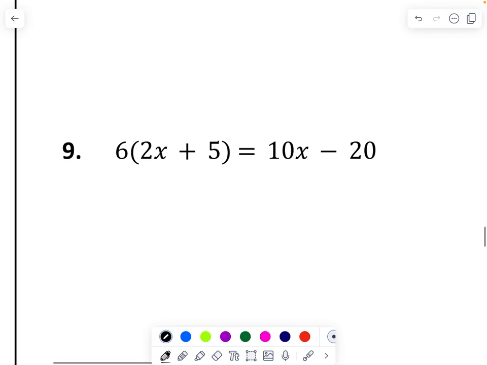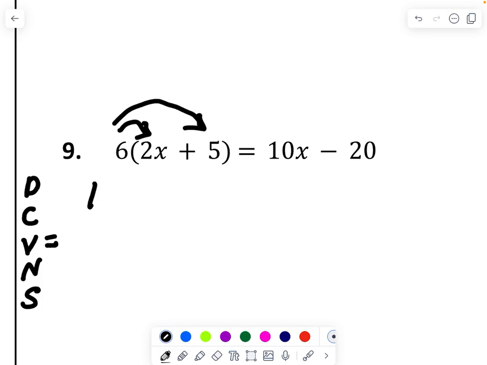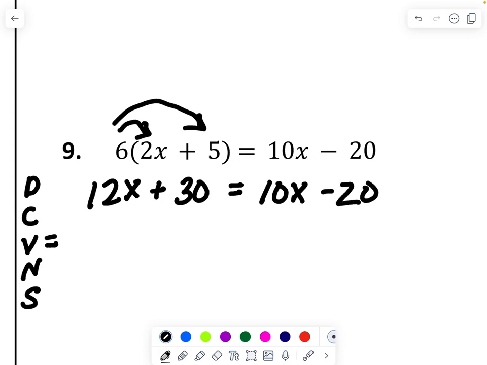All right. So, distributive, combine like terms, variable, numbers, and solve. Okay? Remember, this is where you start crossing the equal sign. All right, so start with distributive. You're going to get 12x plus 30, okay? Equals 10x minus 20.